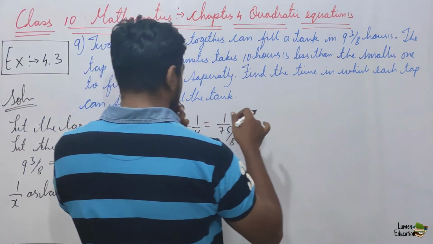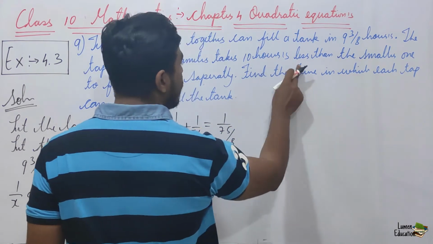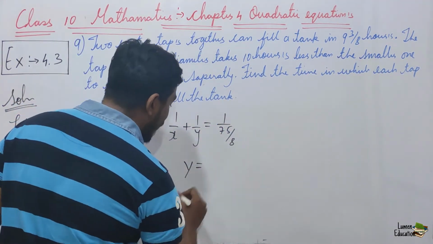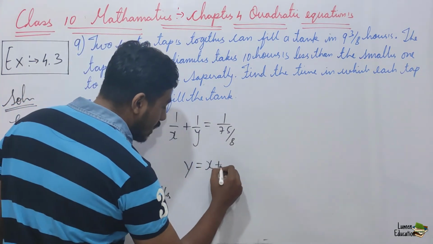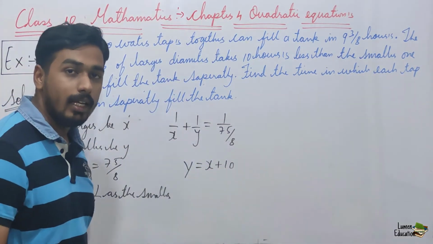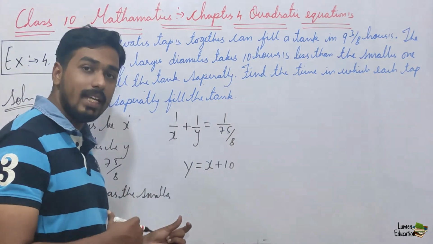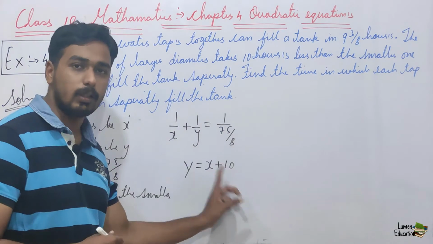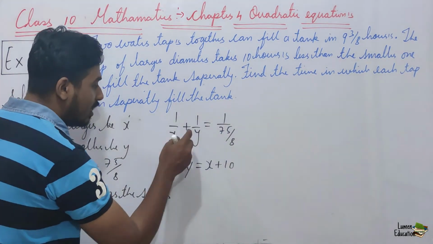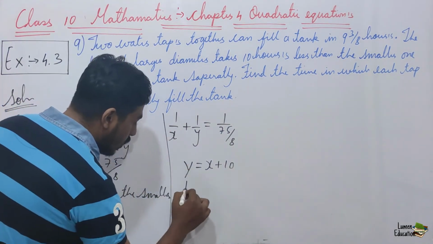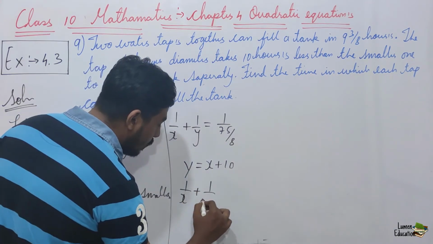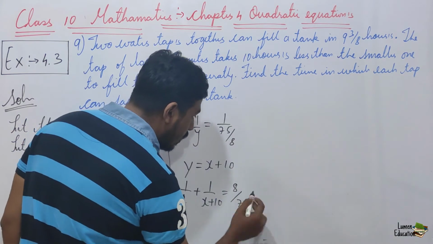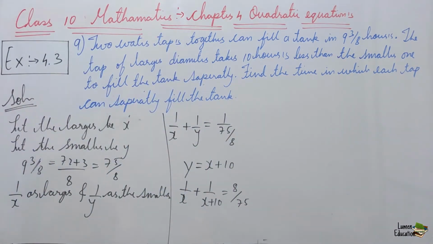After that, one more statement: 10 hours lesser than the smaller. It means the smaller one takes 10 hours more than the larger one. Therefore Y is equal to X plus 10. I substitute this Y in the equation and get 1 by X plus 1 by X plus 10 is equal to 8 divided by 75. I take the reciprocal.